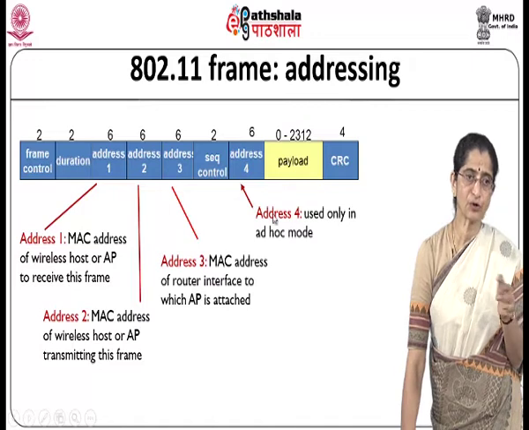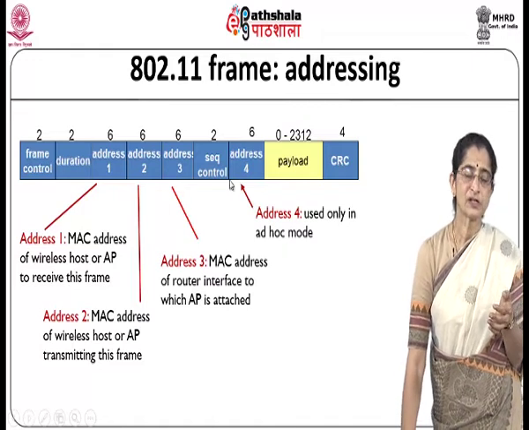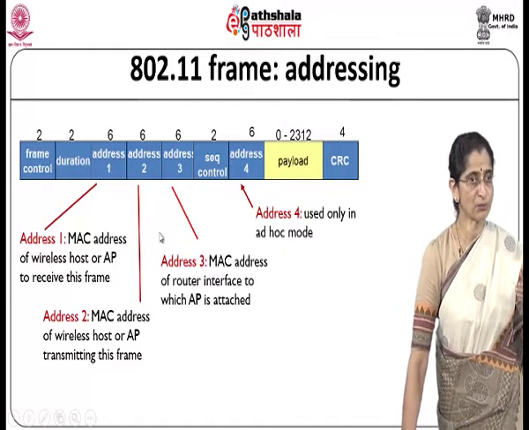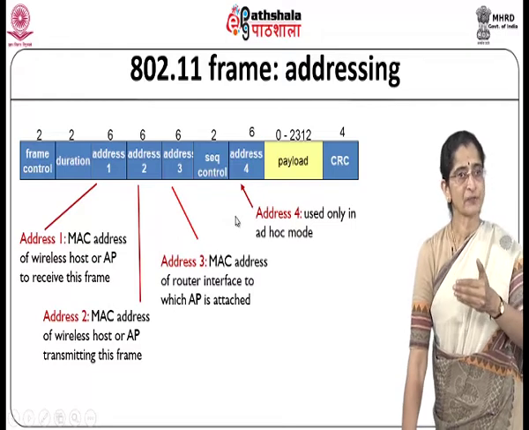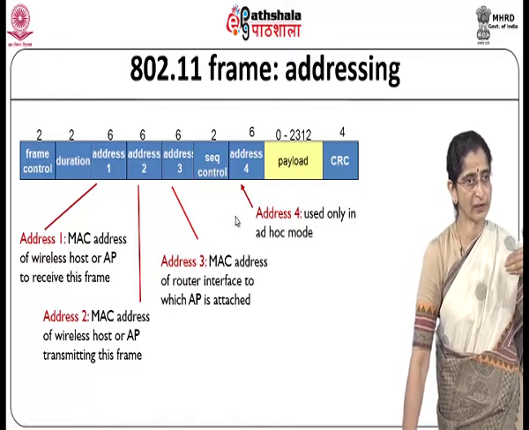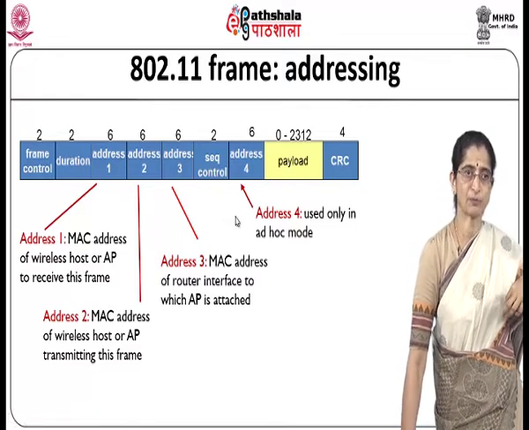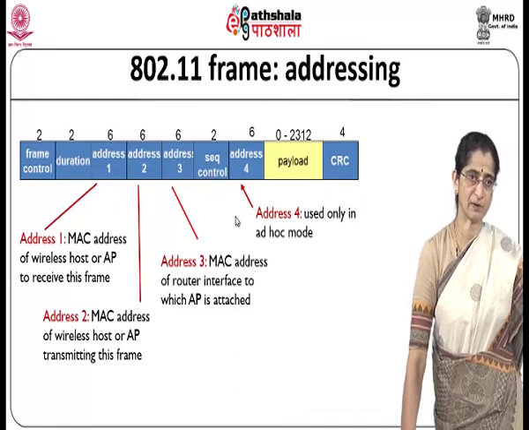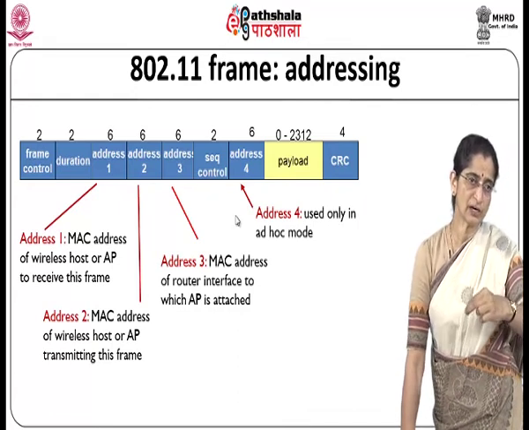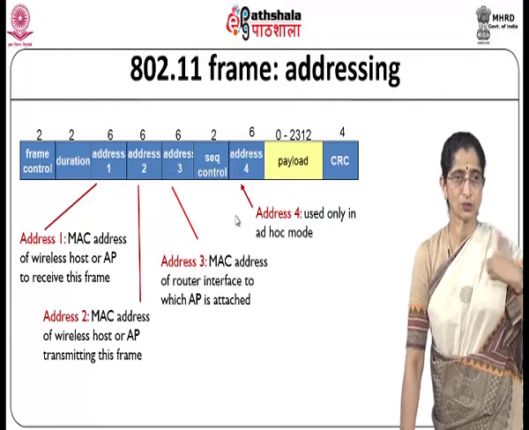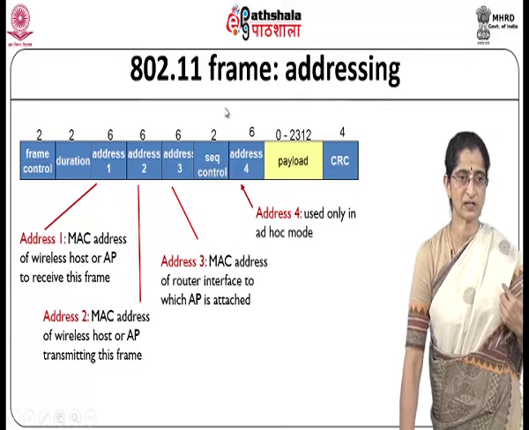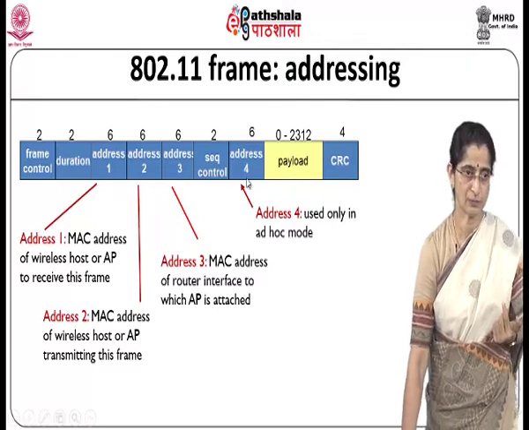And this address 4 is used only when you are in the ad hoc mode. So this is typically used when you have one access point connected to another access point. So you may have one device going from one access point's area to that access point AP1, let's say, from that to AP2, and from AP2 to the destination. So you can see that there are 4 addresses that are required. So that's where this 4th address will come into play.